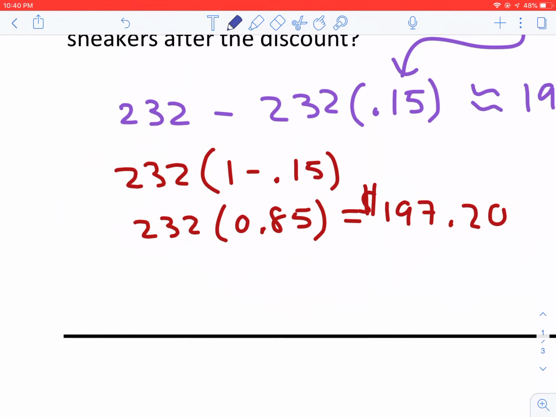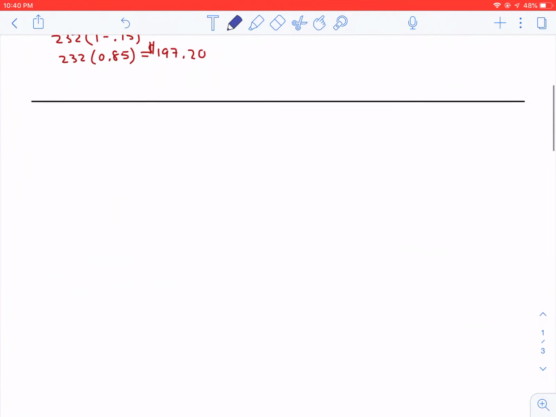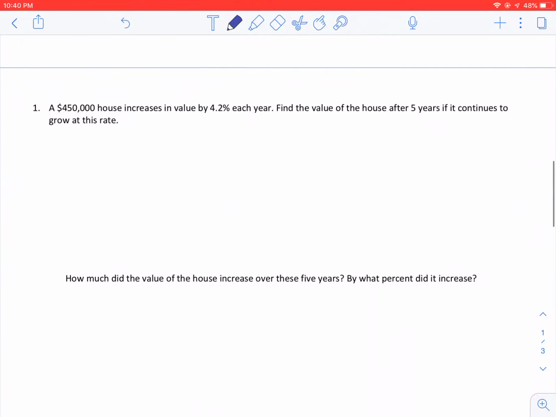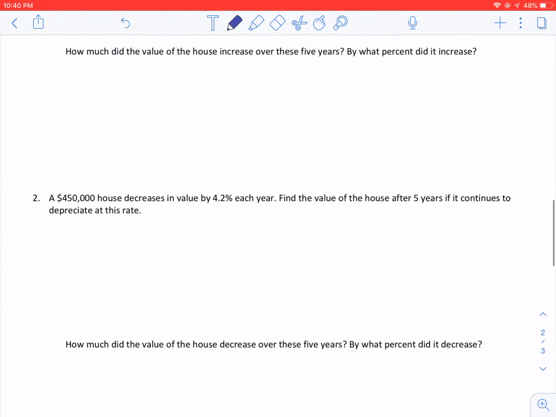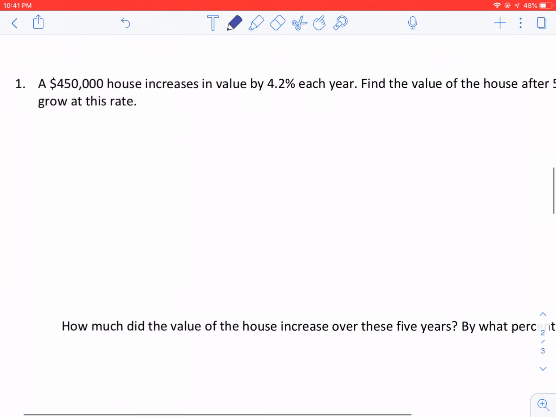All right, so there's some blank space here. We're going to come back and take some notes in a second. But take a look at 1 and 2 here, and I think you guys can give this a go.